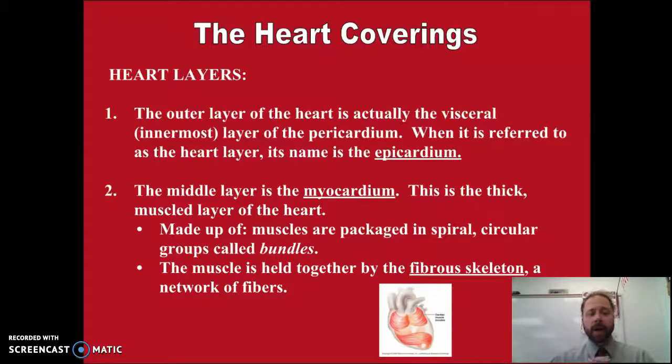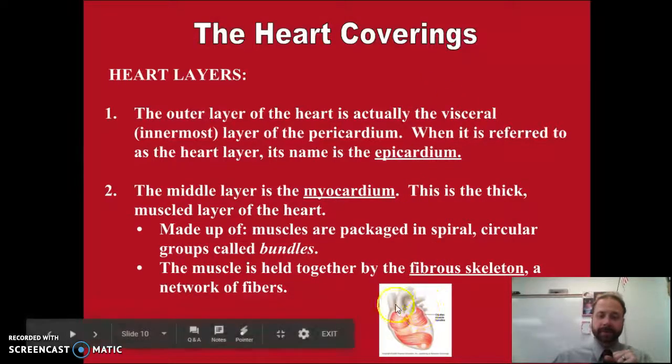All right. The middle layer is the myocardium. It's a thick muscle layer of the heart. It's made up of muscles, spiral circular groups called bundles. We've talked about bundles before. And the muscle is held together by a fibrous skeleton. So it's a network of fibers holding it all together there.